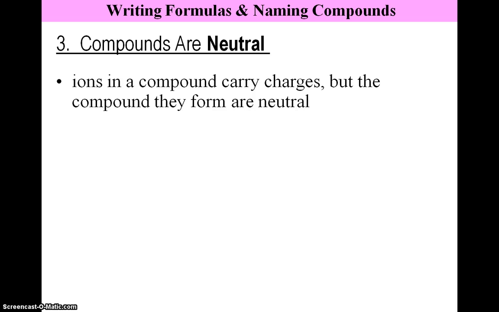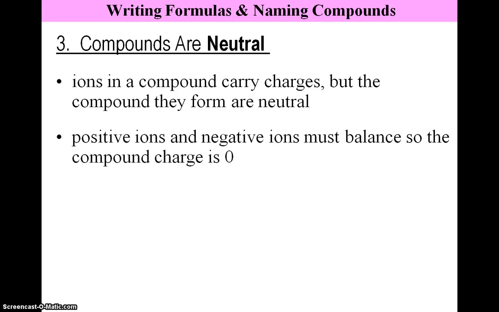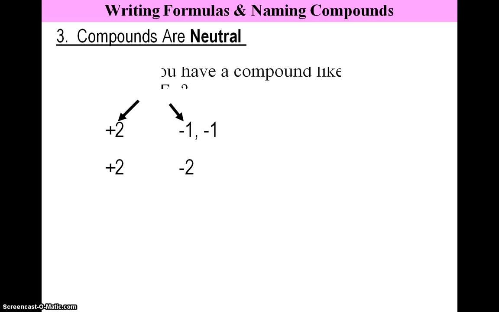Alright, and the last thing that we need to know is that compounds are neutral. Okay, so an ionic compound, each ion has a charge, but when it comes into a compound, they are neutral. So all the pluses and the minuses will balance out. All the positive ions, or cations, will balance all of the negative ions' charge.